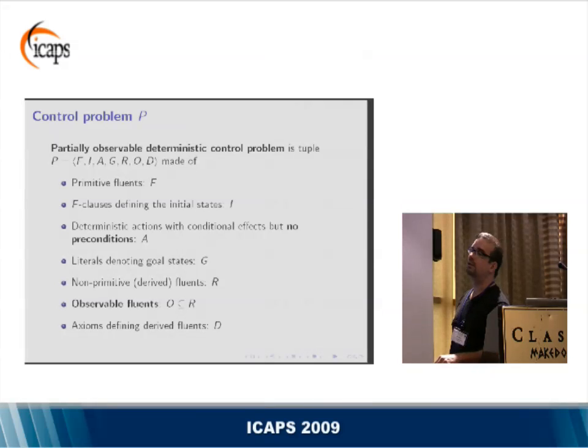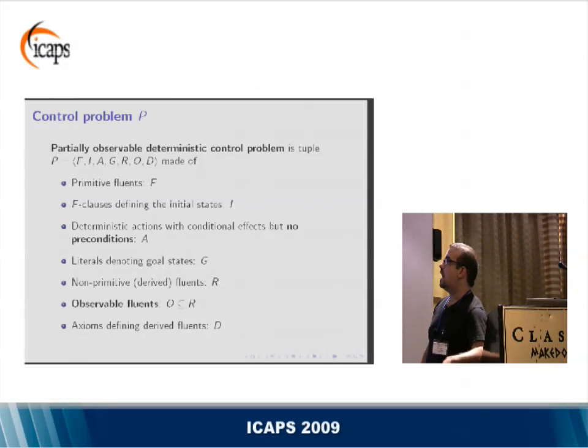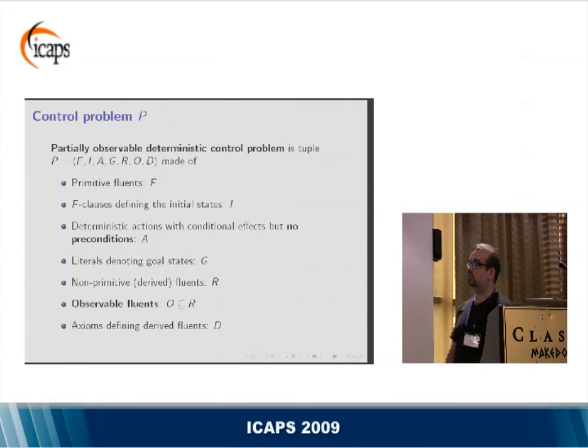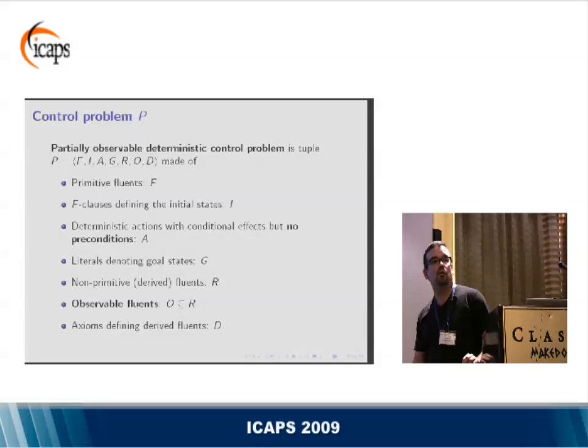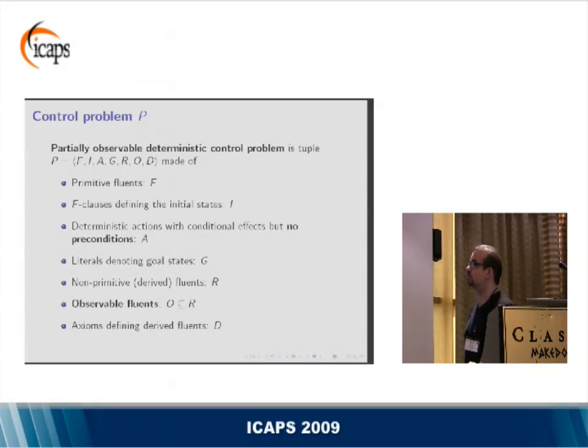So we're dealing with partially observable deterministic control problems that are defined with a set of primitive fluents F, a set of clauses that define the possible initial states, and deterministic actions that have conditional effects but no preconditions. We have a goal state defined in the standard way with literals. And the difference here is that we have a set of non-primitive fluents that are going to be defined with axiom rules. And among those, there are subsets that are called the observables.